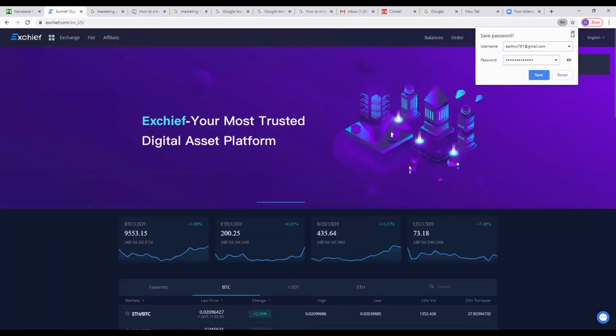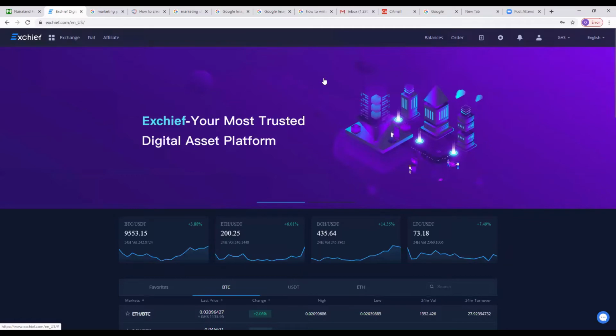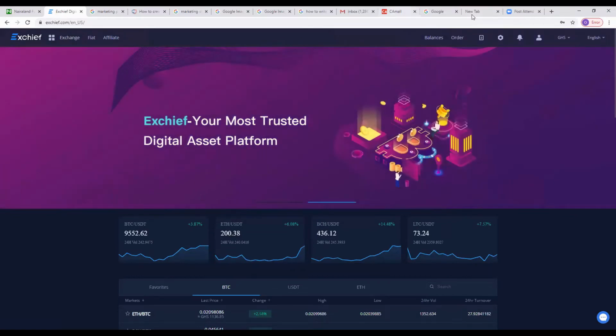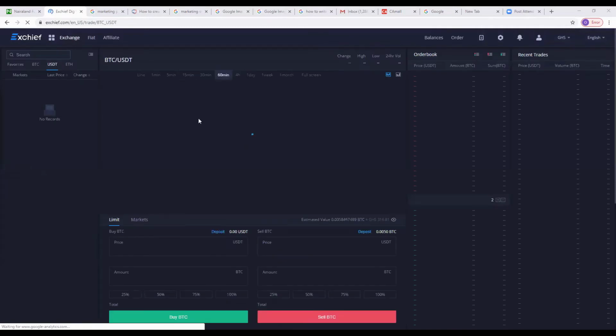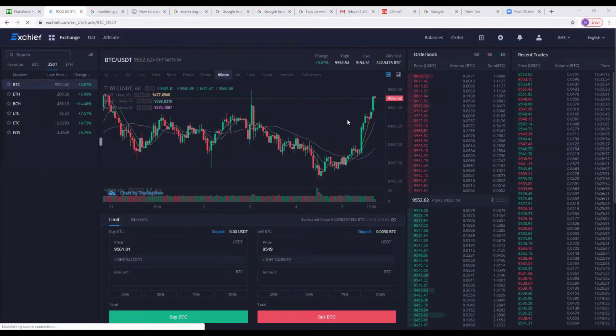Okay, so when you log in, this is the interface that you have. I'm logged into my account now. If I want to go to the live exchange, all I have to do is click on this button over here. Where you see the exchange, you just click on that and it brings you to the main exchange page.